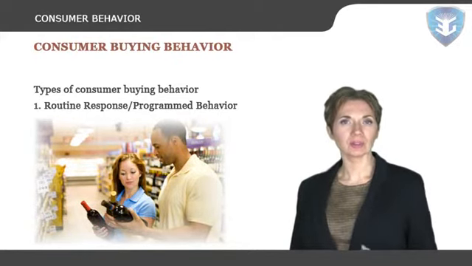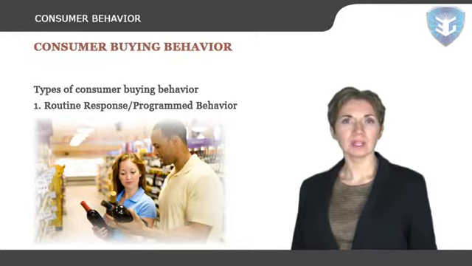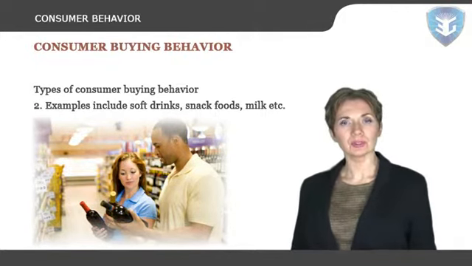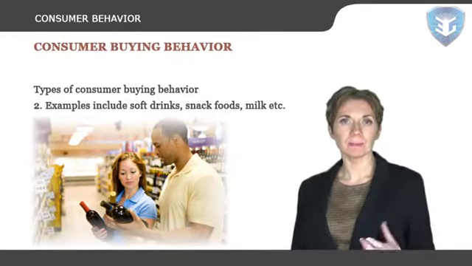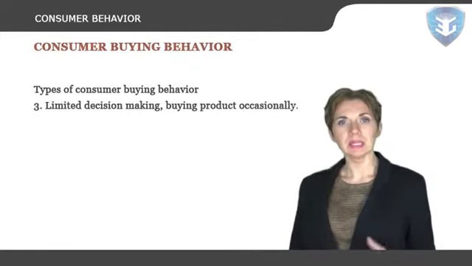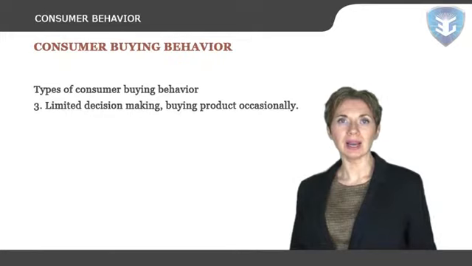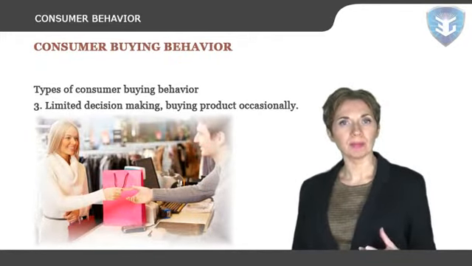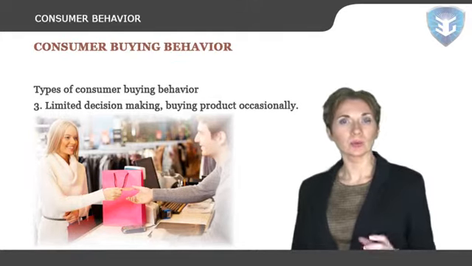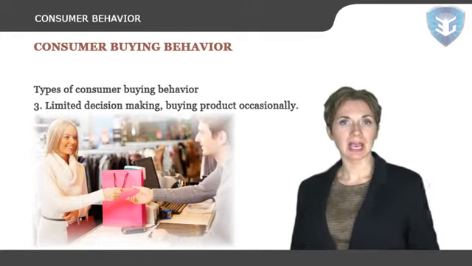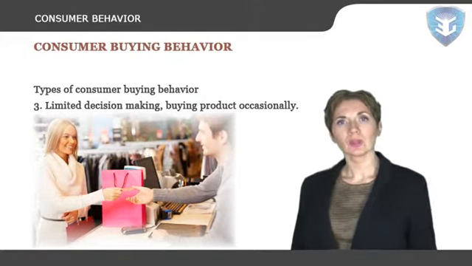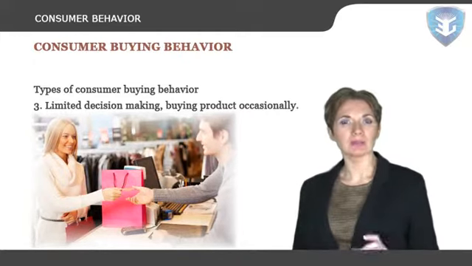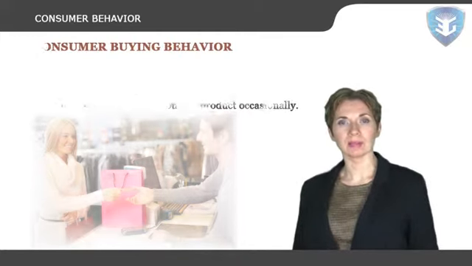These need very little search and decision effort, purchased almost automatically. Examples include soft drinks, snack foods, milk, etc. Limited decision-making, buying a product occasionally. When it needs to obtain information about an unfamiliar brand in a familiar product category, perhaps, receives a moderate amount of time for information gathering.